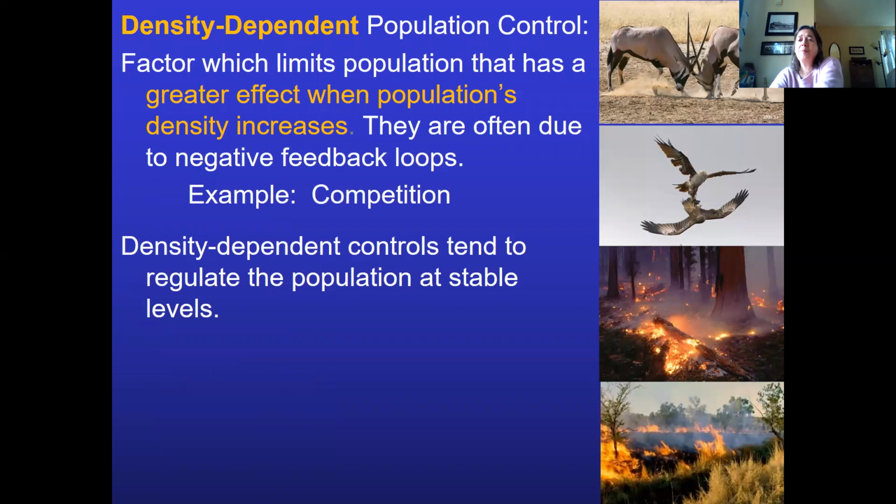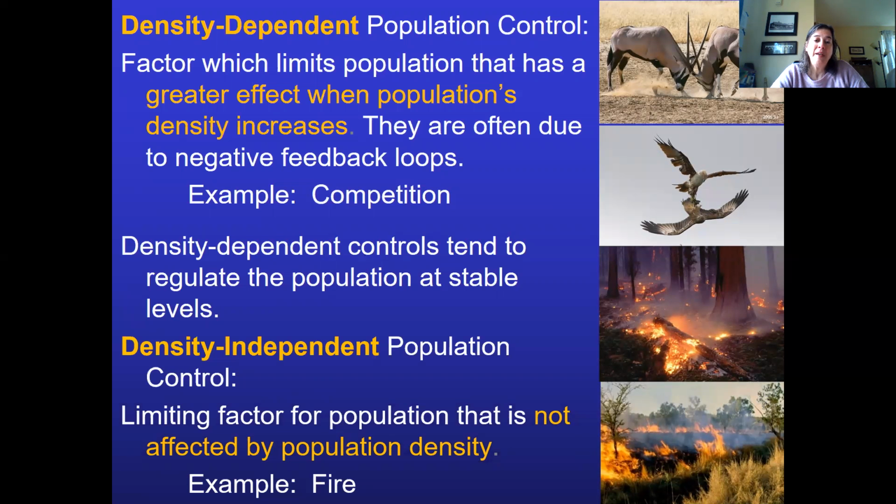So there's two different types of population controls. One's density dependent and one's density independent. Density dependent is when the factor which limits the population growth has a greater effect when the population's density increases. Well, what does that mean? It's often due to negative feedback loops. So things like competition. Density dependent controls tend to regulate the population at stable levels. So the idea is that the more competition you have, the more it might limit your growth for food, resources, etc.